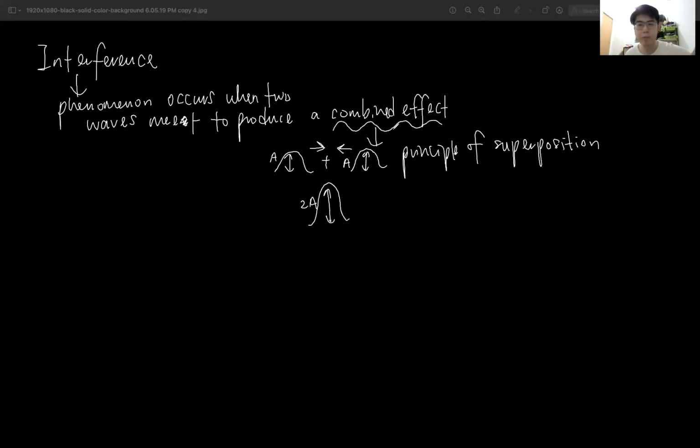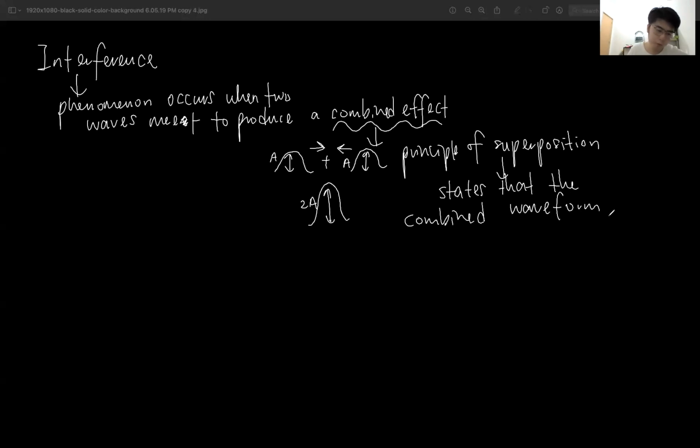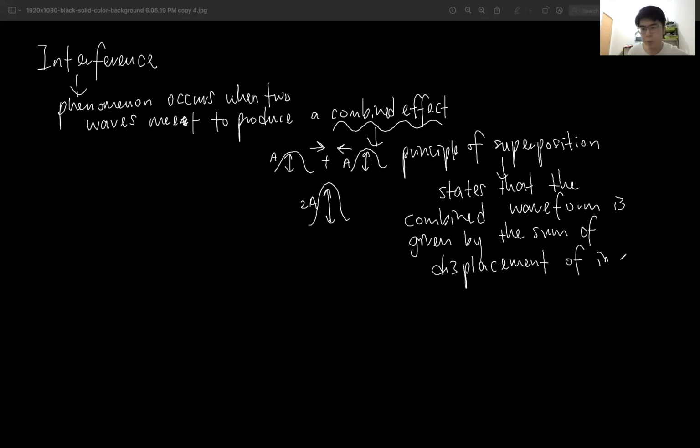So that is different from interference. Interference is the phenomenon itself. But how do you find a combined effect? That is based on the law or the principle of superposition. So be careful when you define it. How do you define superposition? It states that the combined waveform is given by the sum of displacements of individual waves.